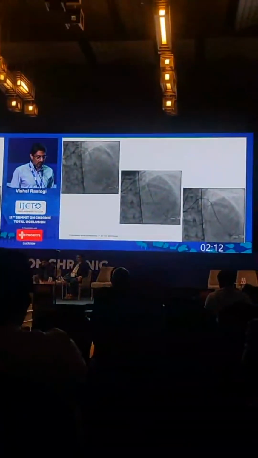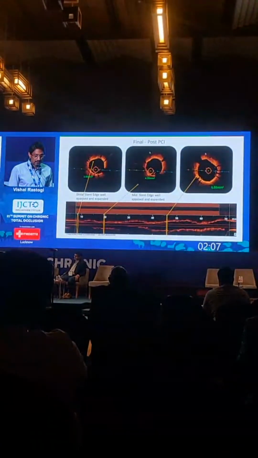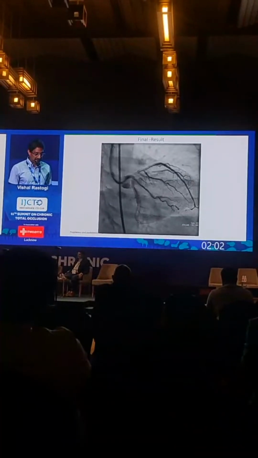So I would just forward that. Very simple procedure, nothing great about it. And this is the final result that we achieved after the stenting of the patient.